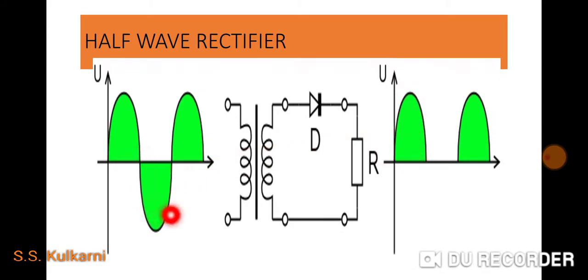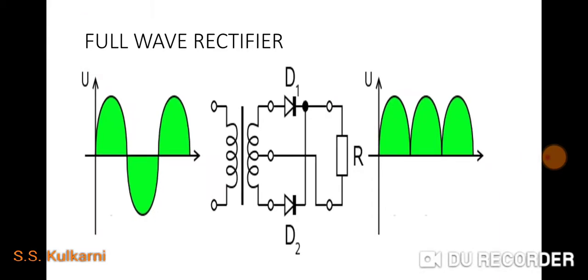During the negative half cycle, the anode voltage is less than the cathode voltage, hence the diode is reverse biased and no current flows through the diode. Hence there is no current or voltage across this resistor R. During the negative half cycle, no current flows through the diode, that is shown here. That means only for the positive half cycle does current flow through the diode, hence this is known as a half wave rectifier, because only for half the cycle the diode will conduct.